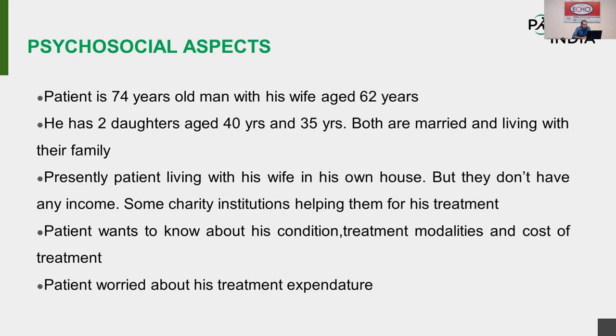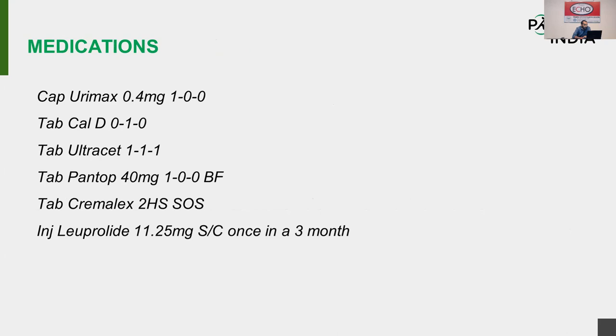The medications are capsule Urimax 4 mg, one per day, tablet Calcium, one per day, tablet Atrazet 3 times per day, tablet Pan D 40 mg, one before breakfast, and tablet Ceramelix every 2 hours SOS, and injection Leuprolide 11.25 mg subcutaneous once in 3 months.